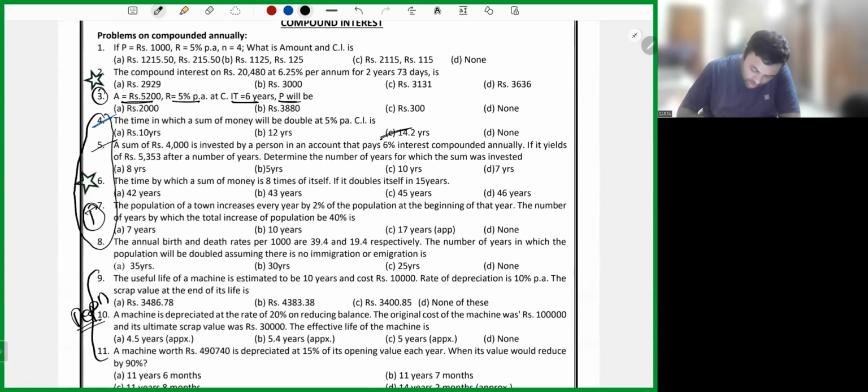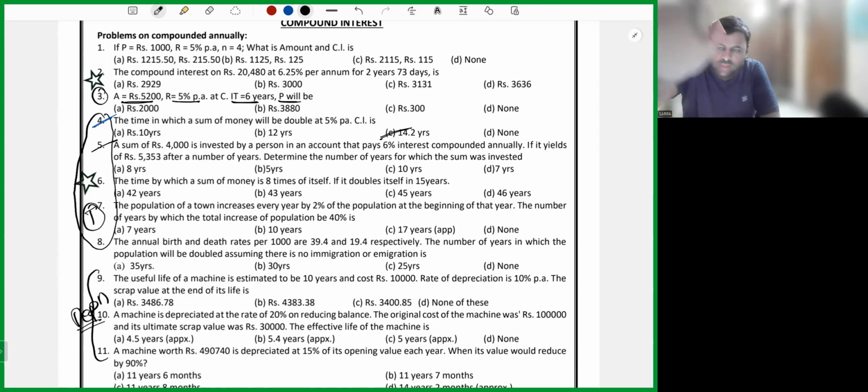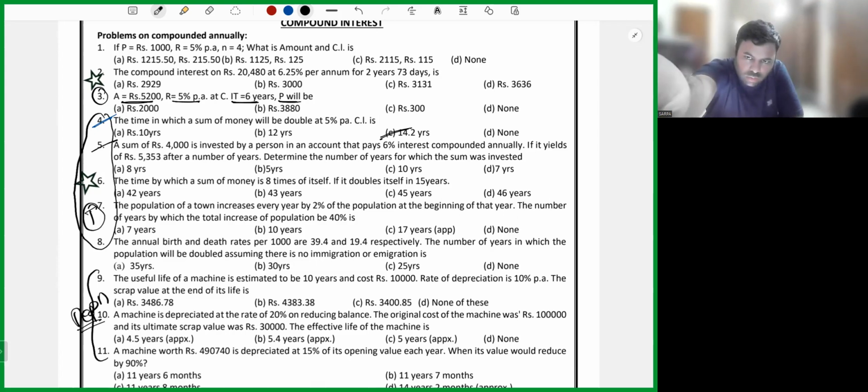Next, question number 5. A sum of 4,000 invested by a person in an account that pays 6% interest compounded annually. If it yields a sum of 5353 after a number of years, determine the number of years for which the sum was invested. Now, for this sum, all methods I'll not tell you. I'll tell you only 1-2 methods. Okay, let's use only option verification. Using option verification, we'll easily get the answer.